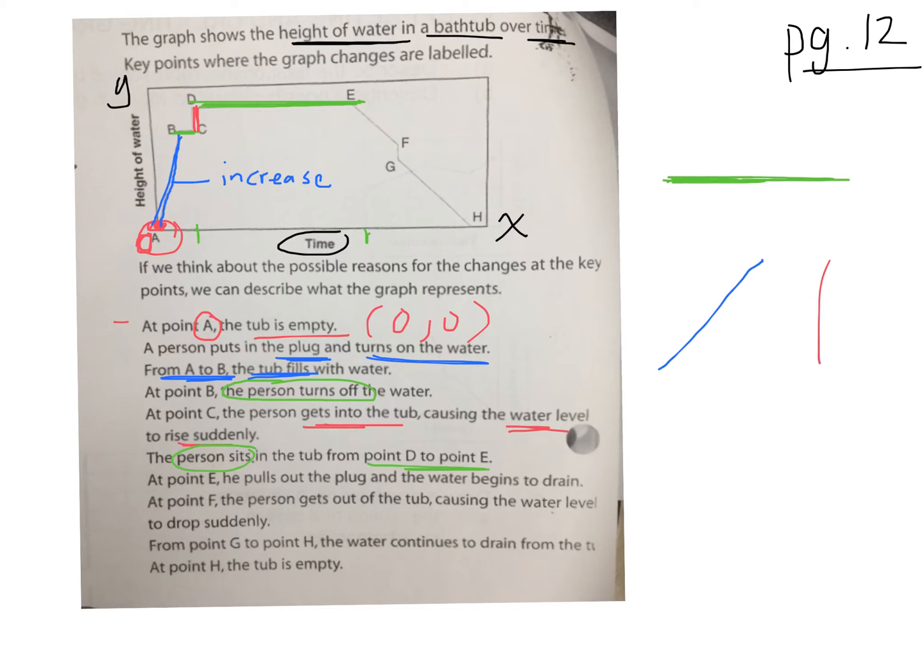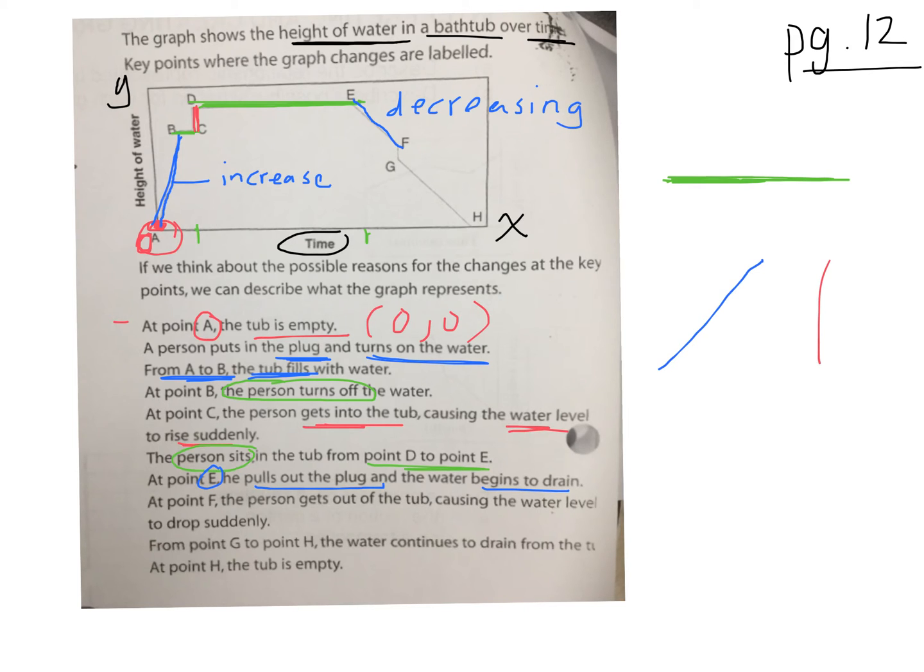What happens at point E? Here. Everyone look here. Is it increasing still? Decreasing. The person pulls out the plug and the water begins to drain. So now it's decreasing.